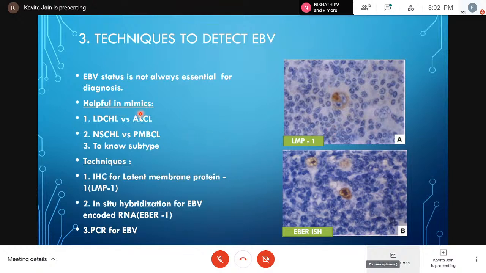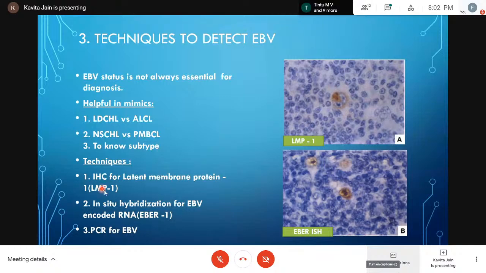So it is helpful in mimics of classical Hodgkin's lymphoma. It can help us to differentiate from NHL, like ALK positive large cell lymphoma and primary mediastinal B cell lymphoma. And also, sometimes it will help us to know the subtype, because as we say, mixed cellularity Hodgkin's is most commonly associated with EBV.